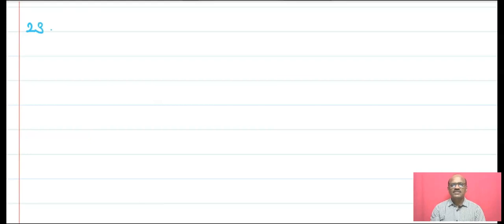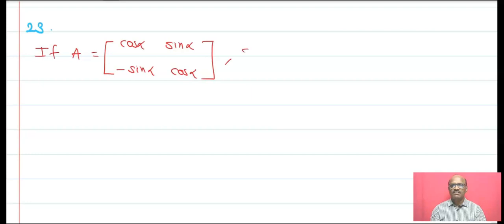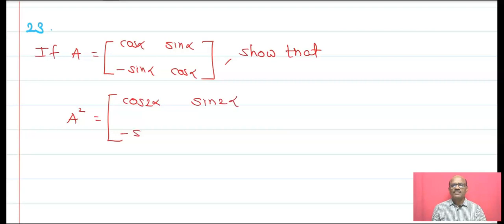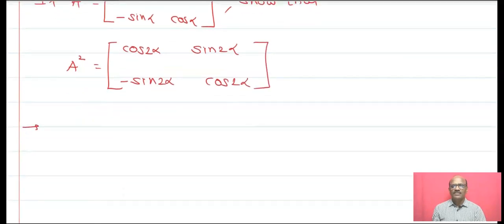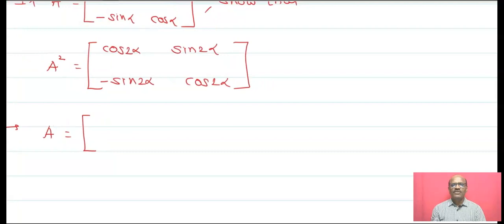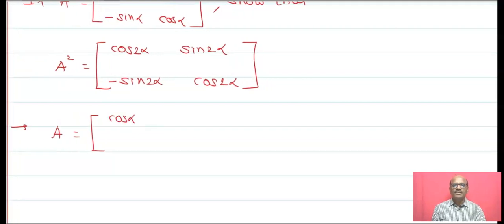Now next is 23, question number 23. If A is equals to cos alpha sin alpha minus sin alpha and cos alpha, show that A square is equals to cos of 2 alpha sin of 2 alpha minus sin of 2 alpha and cos of 2 alpha. For this, we want to find out A into A. This is the A matrix.